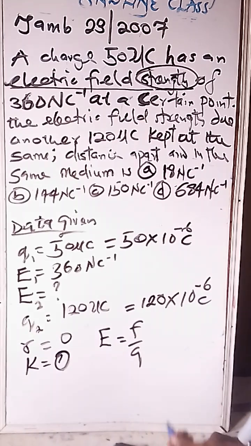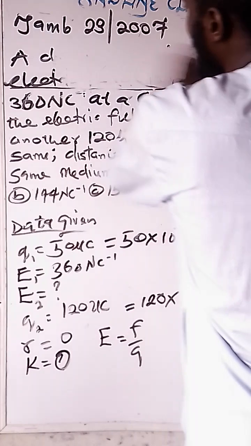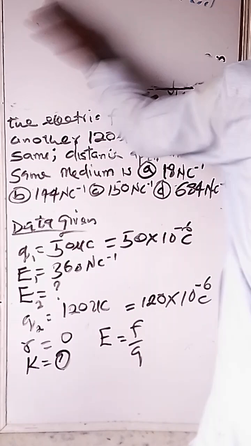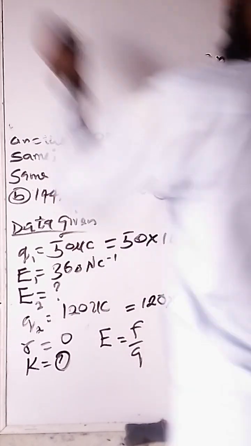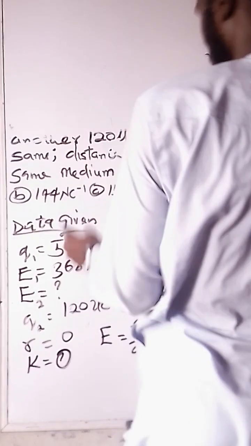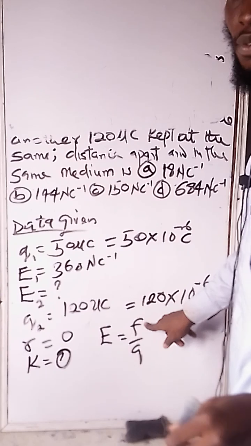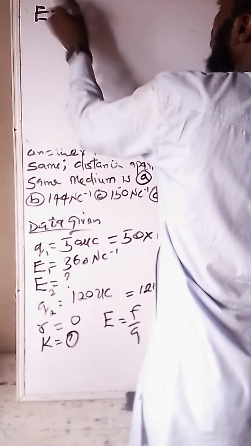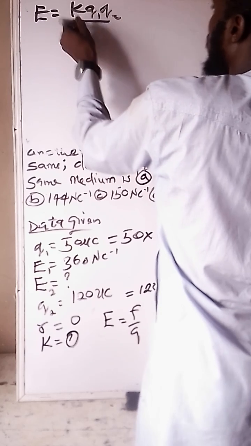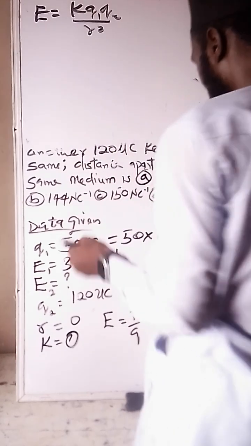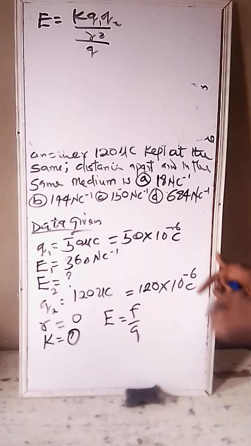And I've proved that. So let me erase this one, from here now. And I've proved that we have F equals to what? What is our F? F is K Q1 Q2, all upon what? All upon R squared, isn't it? All divided by Q. Hope I'm communicating.